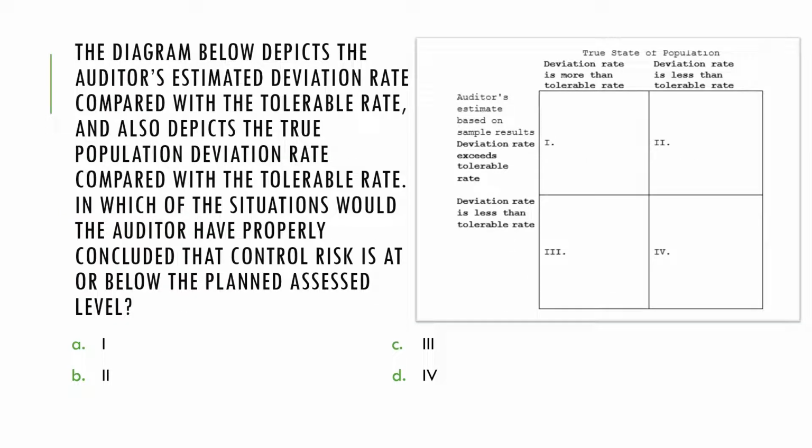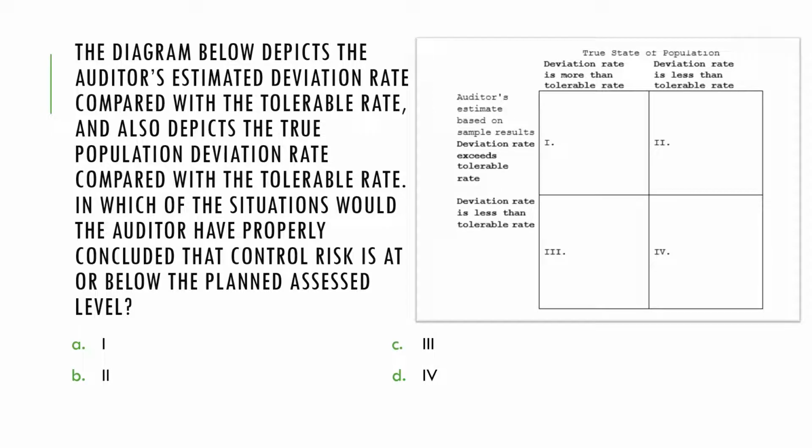Next question. The diagram below depicts the auditor's estimated deviation rate compared with the tolerable rate, and also depicts the true population deviation rate compared with the tolerable rate. In which of the situations would the auditor have properly concluded that control risk is at or below the planned assessed level? For this question, we are asked for the quadrant wherein the auditor's decision based on the sample is correct. This is the quadrant that represents a representative sample, when the sample looks like the population. If control risk is at or below the planned assessed level, that means control risk is assessed as low, meaning the auditor intends to rely on the controls.